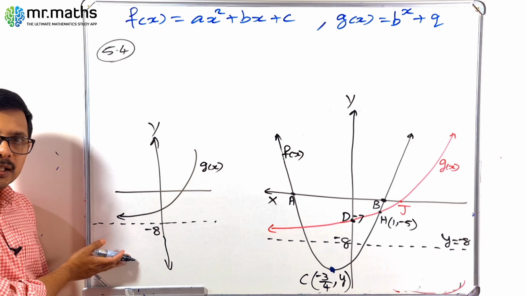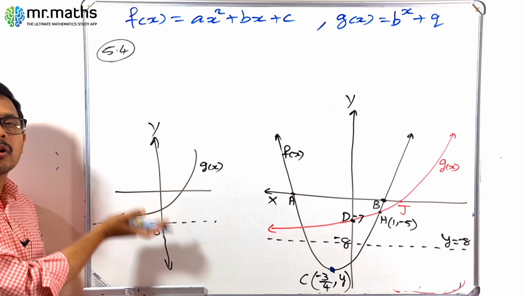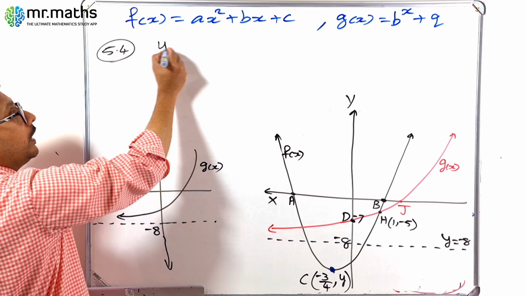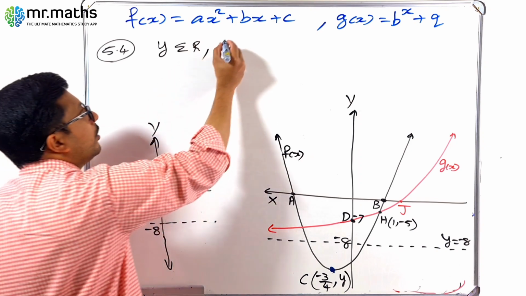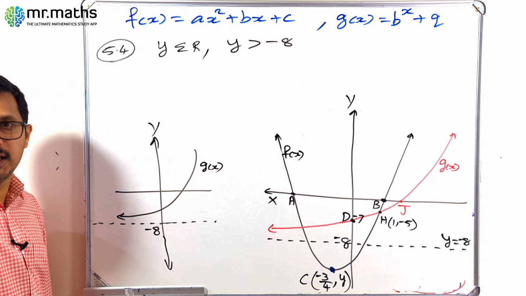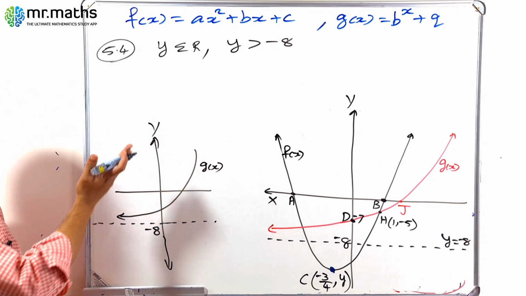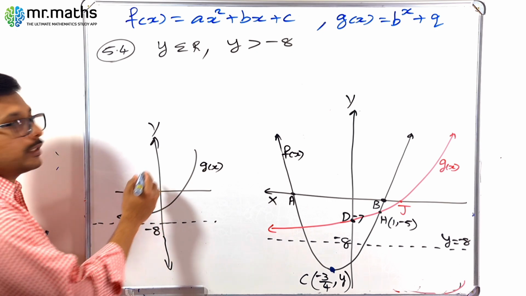So it means that the value of y must be above minus 8, or greater than minus 8. So the range is y is an element of R, that's fine, but y must be greater than minus 8. Okay, so y must be above minus 8. That is the answer.